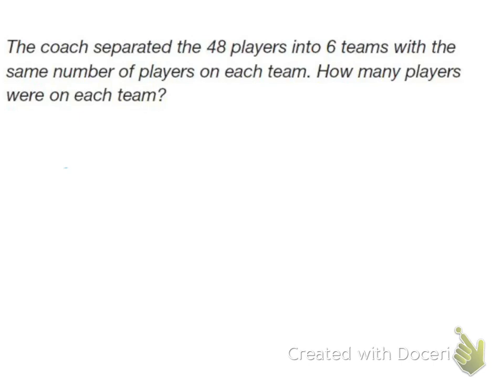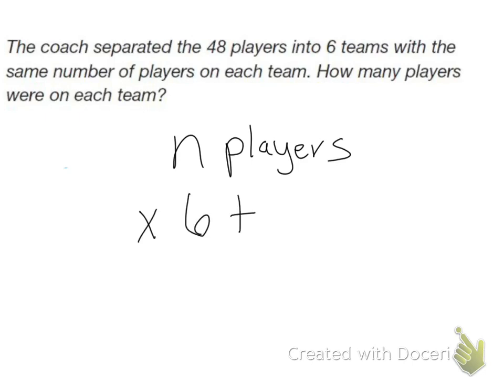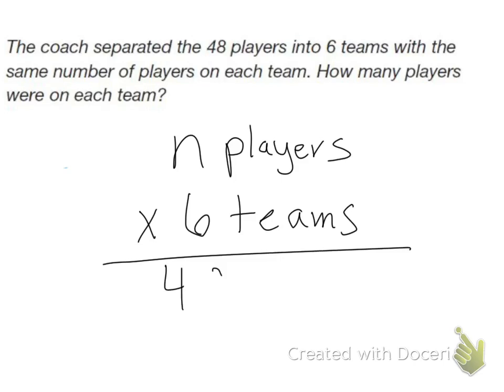Right, and let's solve that problem that we started with. So the coach separated the 48 players onto the 6 teams with the same number on each team. How many players are on each team? In this case, I don't know how many players there are. So I have some number of players. Okay, I know there are 6 teams. And I know that I have a total of 48 players. And it's n players on a team.